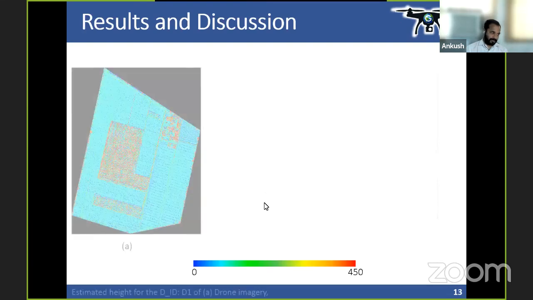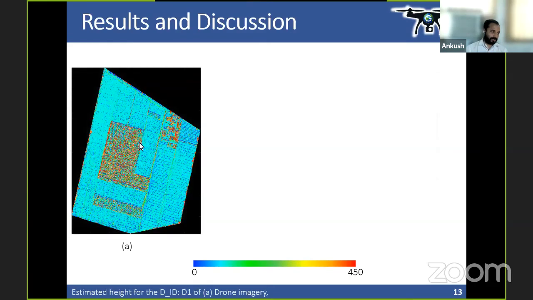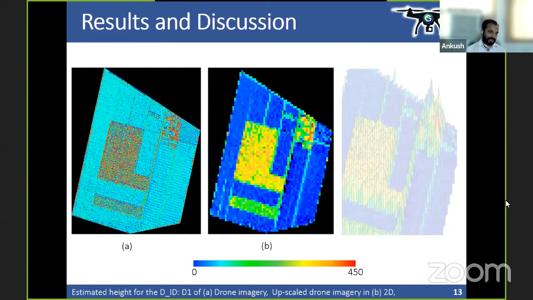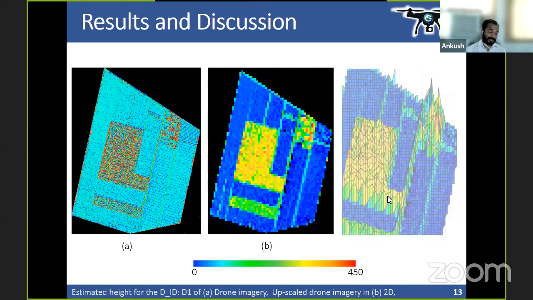In terms of the whole study area, we have applied the same relation to the whole drone imagery of the study area. So this is the height measured in the whole study area. But if you want to realize the field in 3D, we can't plot it directly, as it takes a lot of processing time. So what I do is scale it to a spatial resolution of 10 meter by 10 meter, so that the number of samples is reduced in image B, and the same is plotted in 3D to realize the effect of 3D in terms of the measured height.